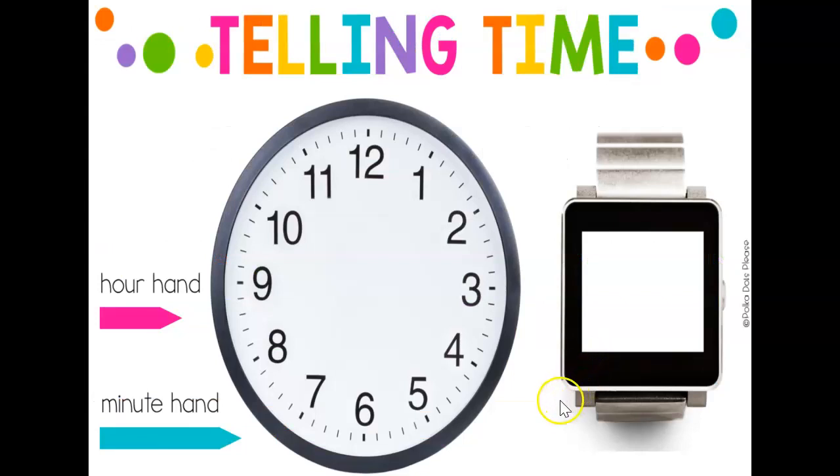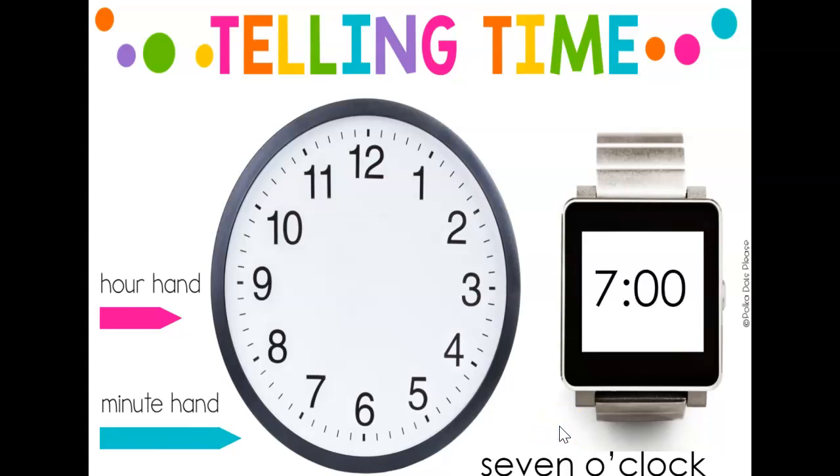All right, let's look again at our time to the hour. We're going to look for 7 o'clock. Do you know what that will look like on the digital watch? If you said a 7 and 2 zeros, you are correct. Give yourself a high five.